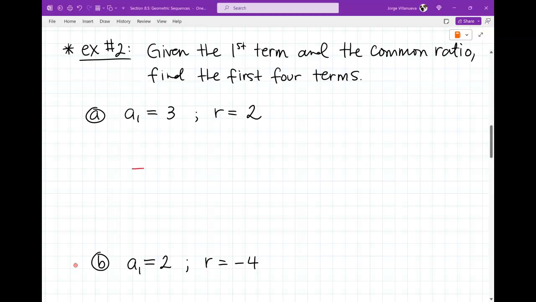So I'm going to put first space, second space, third space, and fourth space right there. And then I know my first space should be a 3 because they told me a sub 1 is 3. And then all I have to do is multiply by 2 over and over again. So times 2, times 2, times 2. So 3 times 2, that's 6. 6 times 2, 12. 12 times 2, 24. And I'm done.